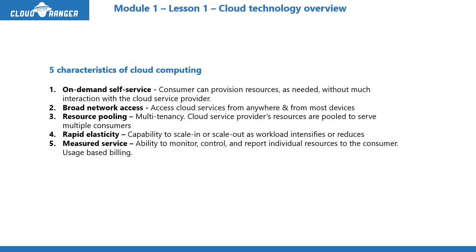And measured service. Cloud computing is not only about how many virtual machines you're running, it's also about the resources that are used for it. A virtual machine takes storage, you have to have network, you have to have a lot of other things, firewalls maybe. So all of this service, you should be able to monitor, control, and report individual resources to the consumer. Means that the cloud service provider will have to tell you what your utilization is. It's like a very itemized bill.